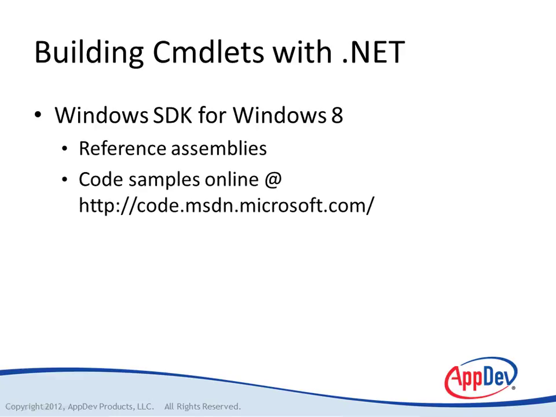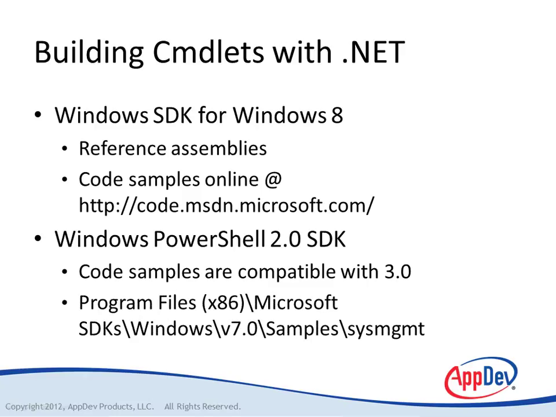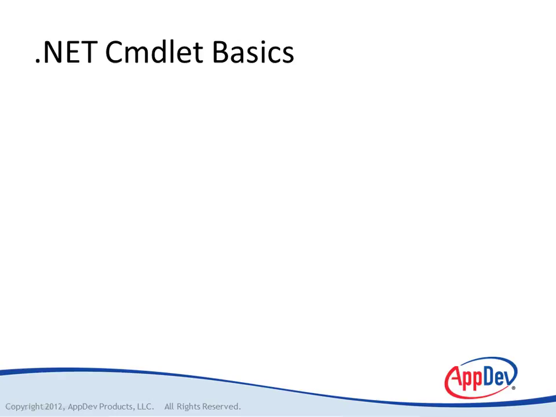And if you want code samples, you can get those online at code.msdn.microsoft.com. That's the code repository for all of Microsoft's samples, and you'll have to go to the little navigation pane on the left-hand side of the page and filter it down to find the PowerShell stuff. If you don't want to have to go online, you can download the Windows PowerShell 2.0 SDK. 3.0 is backward compatible with PowerShell 2.0. And when you install that, the code samples are going to be in Program Files under Microsoft SDKs, Windows v7, Samples, Sys Management.